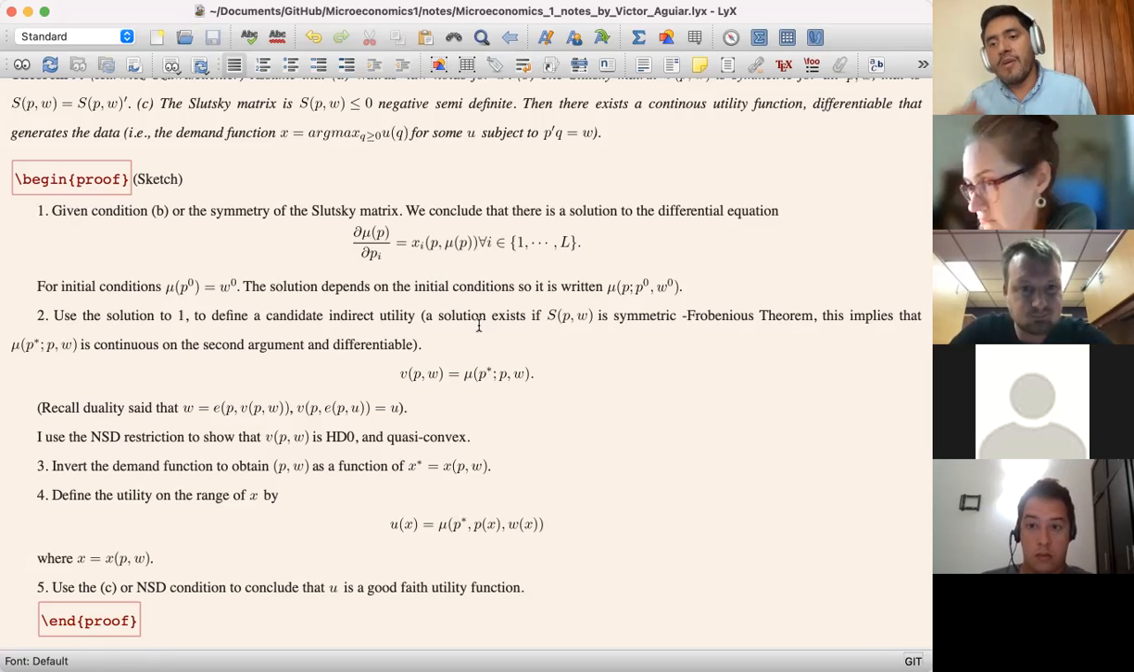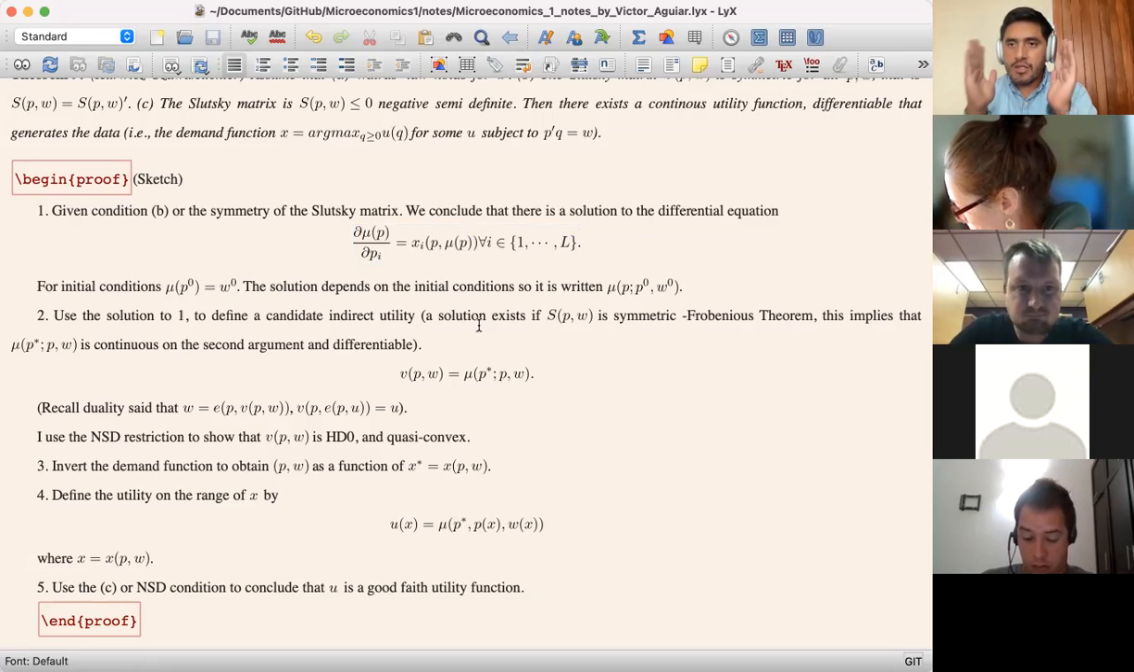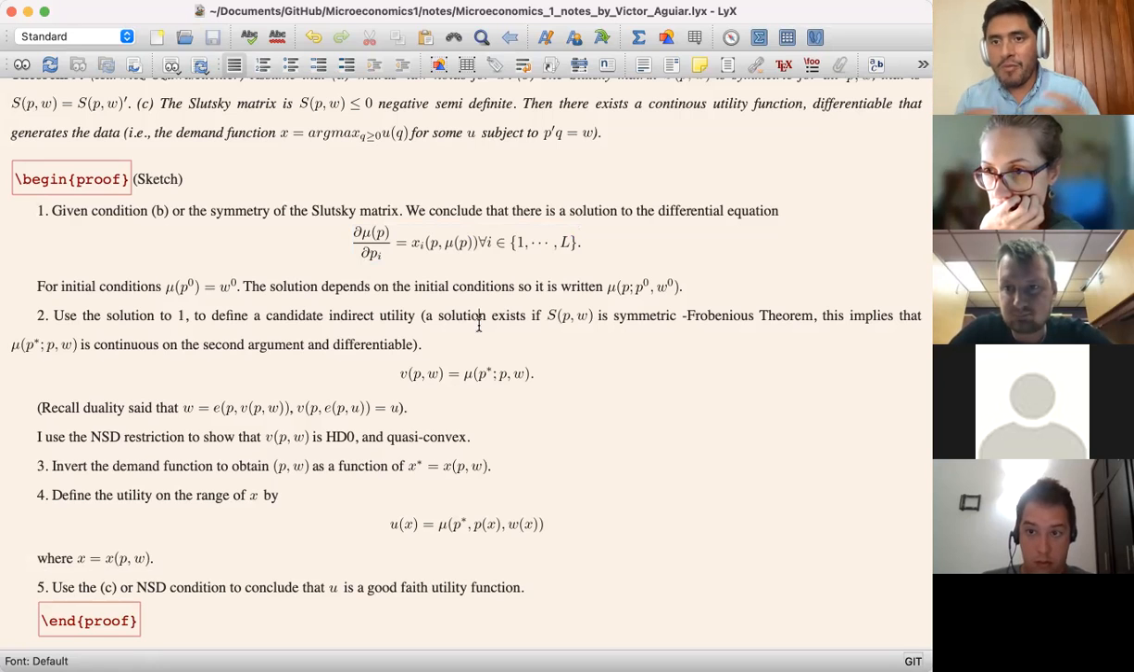You have to use this theorem. If the Slutsky matrix is symmetric, then you're assured to have a solution, okay? That's the importance of symmetry. Symmetry gives you existence of the partial differential equation system, okay? That's why it was hidden in our example, because the solution was there, right, for us to pick, okay? Now, if there is no symmetry, no solution, okay?